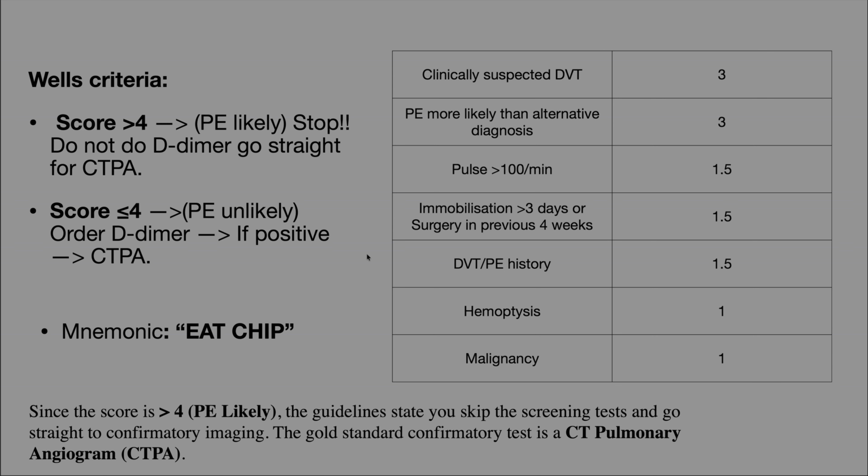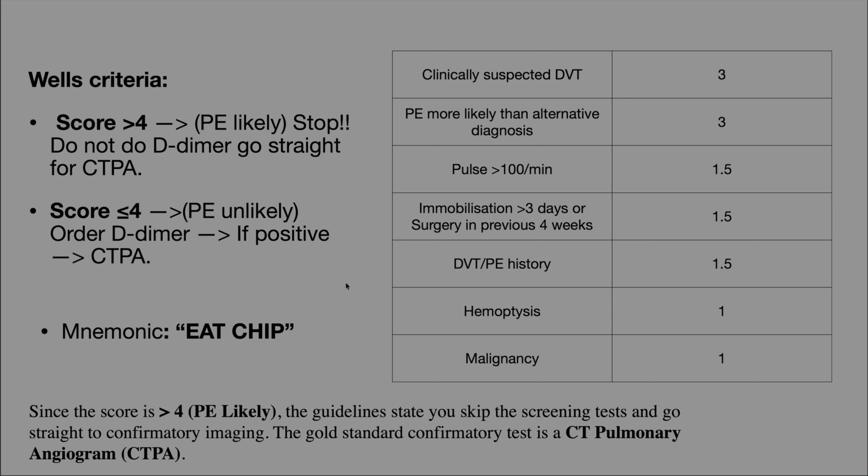This is the most important slide of the video. In the exam, you cannot just order tests randomly. You must risk stratify using the Wells criteria. To remember the scoring, use the mnemonic EDGE, where E stands for edema, and A is for alternative diagnosis unlikely, which give you 3 points each. Tachycardia, immobilization, and previous DVT will give you 1.5 points. And cancer and hemoptysis will give you 1 point each.